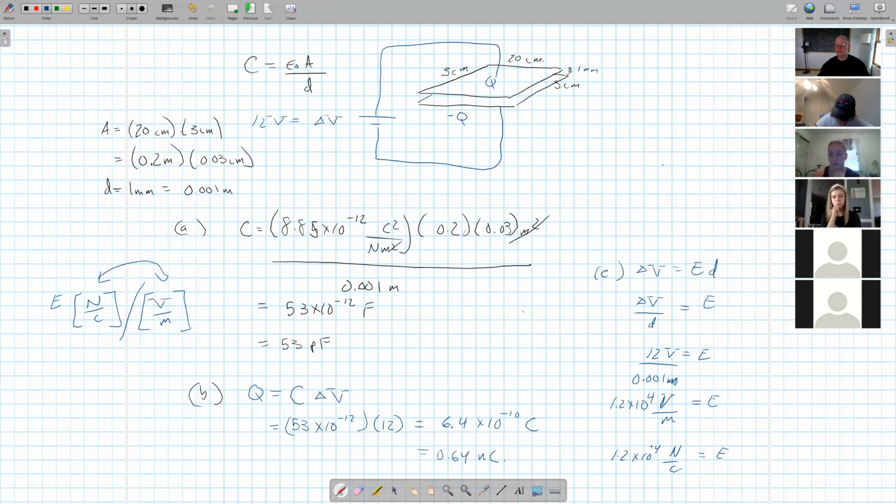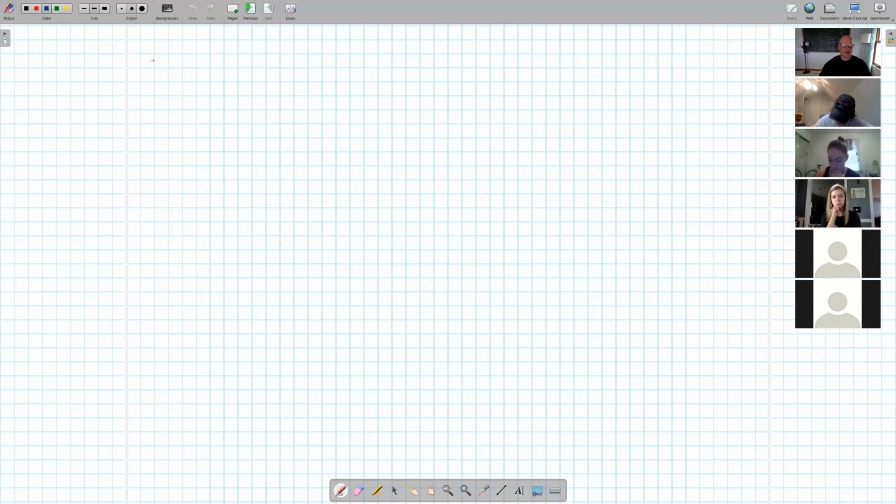So finally, part D says, let's say that now we want our capacitance to be equal to 1 farad, and we want the distance between the plates still equal to 1 millimeter, which is still 0.001 meters. And we want to know what is the area needed of the plates to make this capacitor?